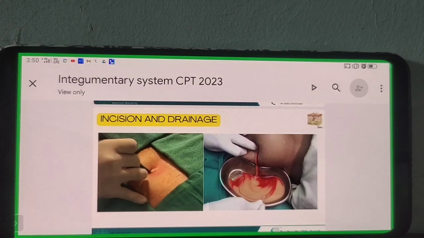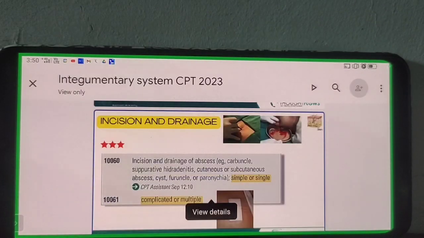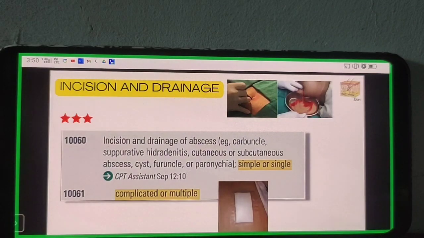Now, the procedure is incision and drainage. Condition is abscess. Here we are reporting the code section for integumentary, not for a particular organ. Here we are going to discuss integumentary, the skin related disorders. Now, incision and drainage of abscess, for simple or single 10060, complicated or multiple 10061.